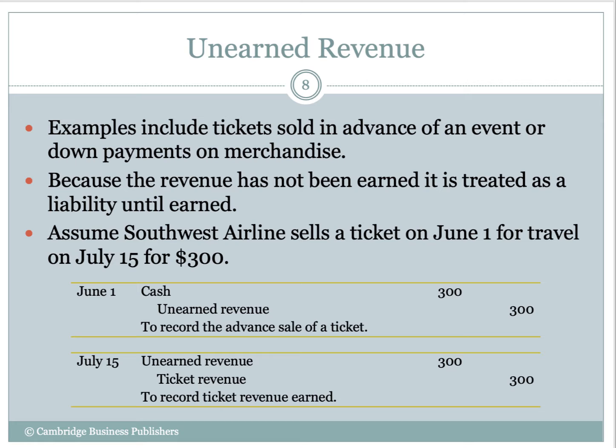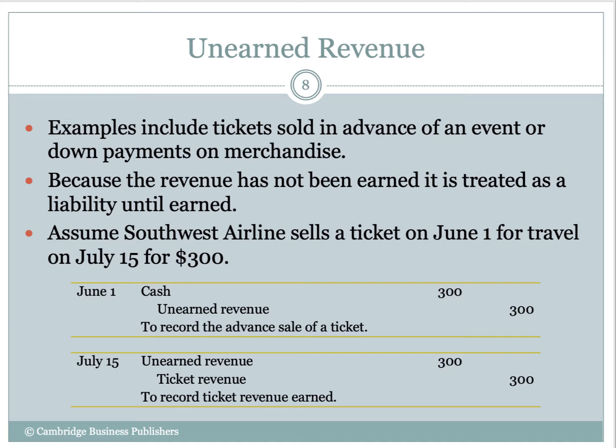So let's look at a quick example. Let's assume that Southwest Airlines sells tickets on June 1st, but we're not going to take our trip until July 15th. Okay, so June 1st, we give Southwest Airlines $300. They do not have revenue, right? What are they going to book? Well, they're going to book cash. They're going to say we have an increase in cash of $300. Why did Southwest Airlines get this cash? Well, they got it because they're going to provide us a service in the future. That's a liability to them. We credit unearned revenue.